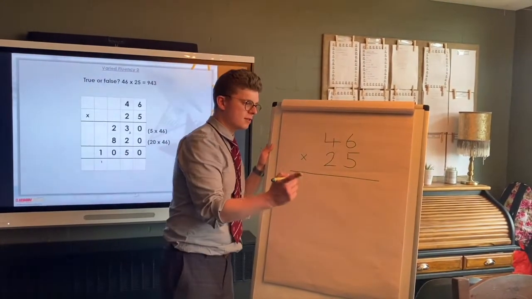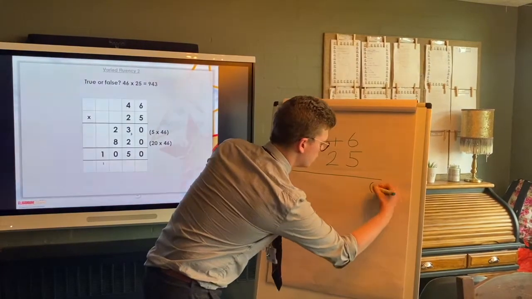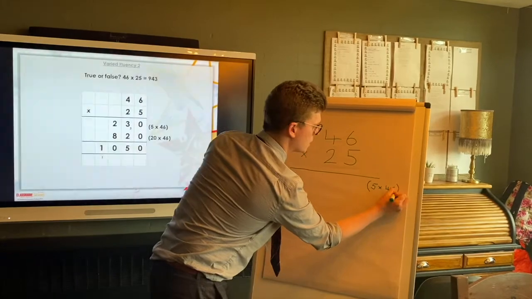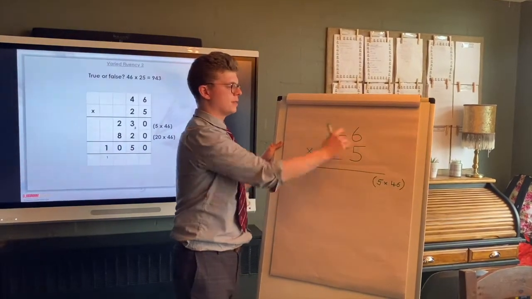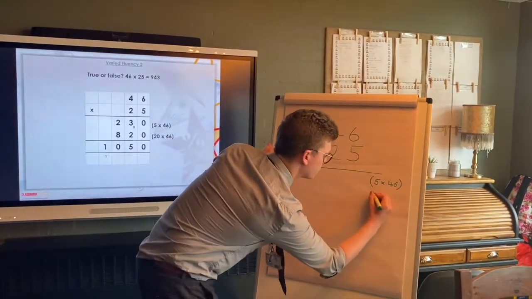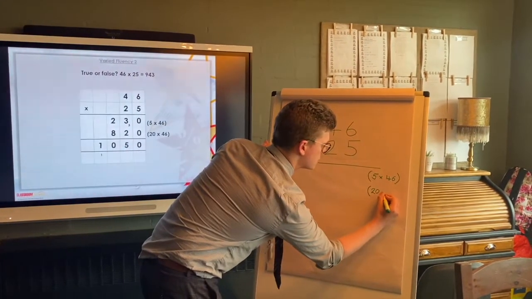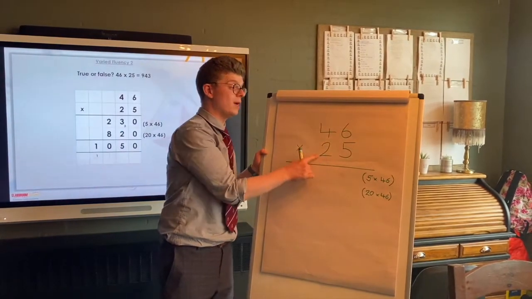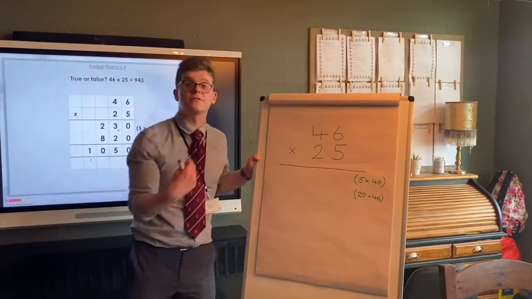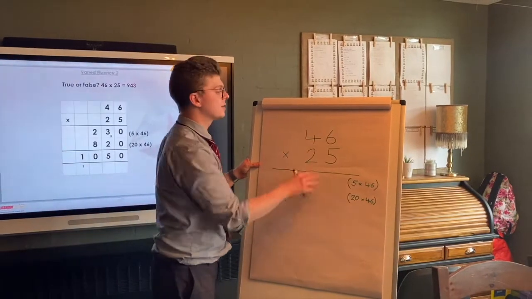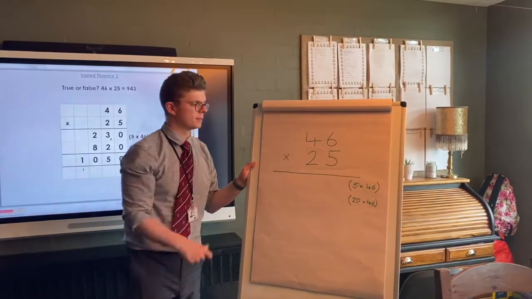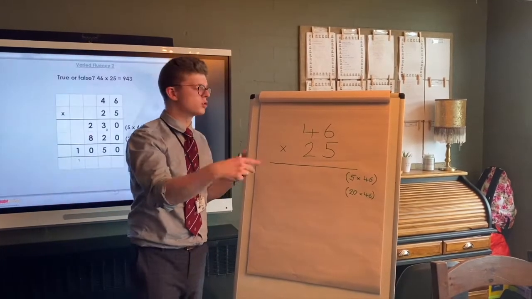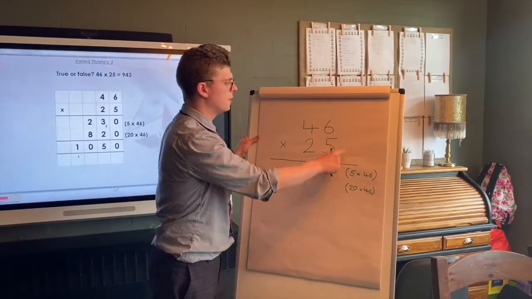And we need to first solve 5 times 46, followed by 20 times 46. Because even though this is a 2, it is in our tens column, so it's 2 lots of 10, 20. 20 times by 46. So, let's start here. We're going to then partition 46. So we'll start with multiplying 5 by 6.